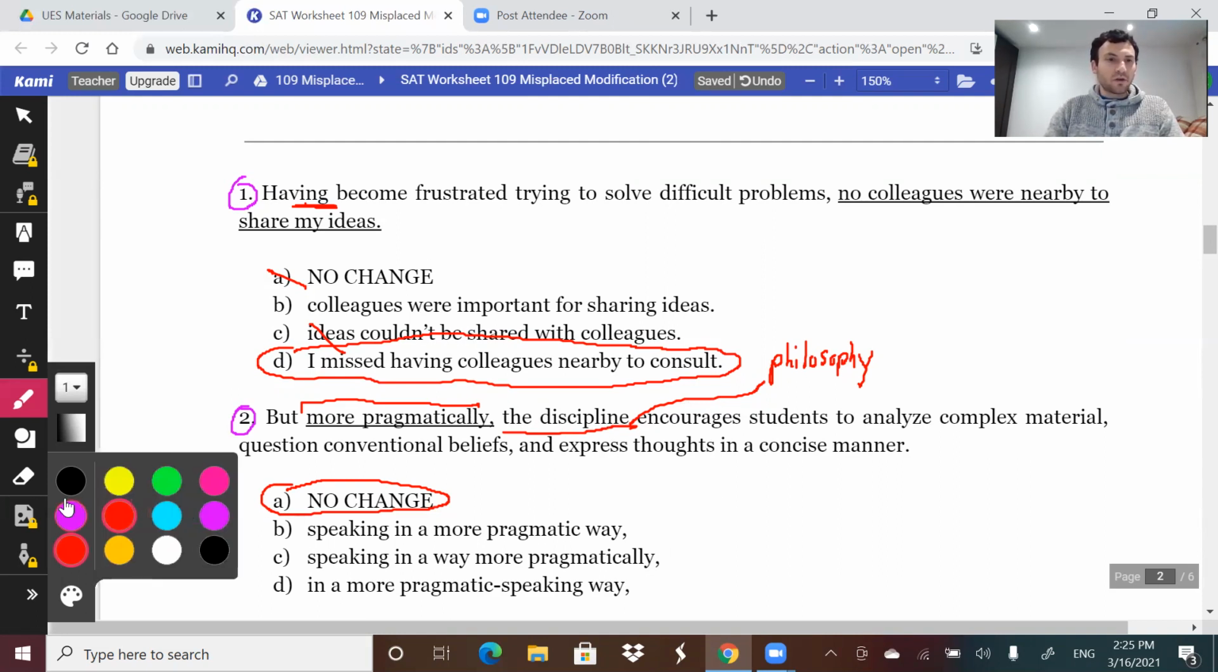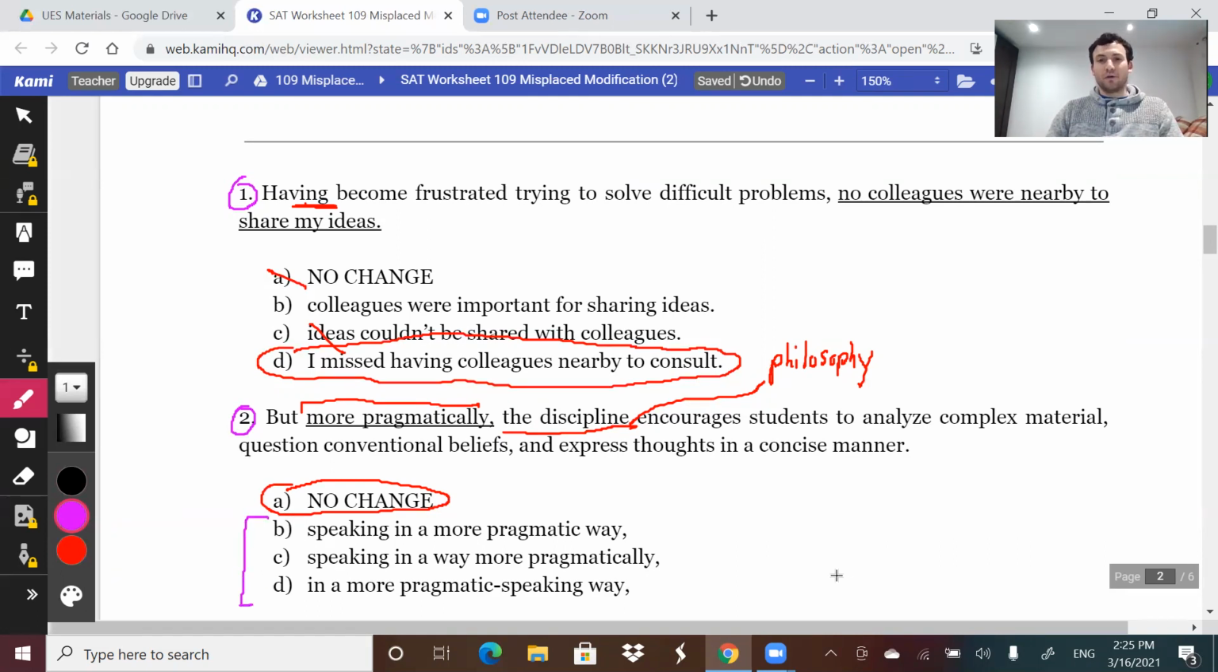The issue, and you can see if you can spot it, B, C, and D all have the same issue. They make it seem like the discipline is speaking. Well, philosophy, astronomy, whatever it may be, doesn't speak. So as you can see, you'd have incorrect modification there.